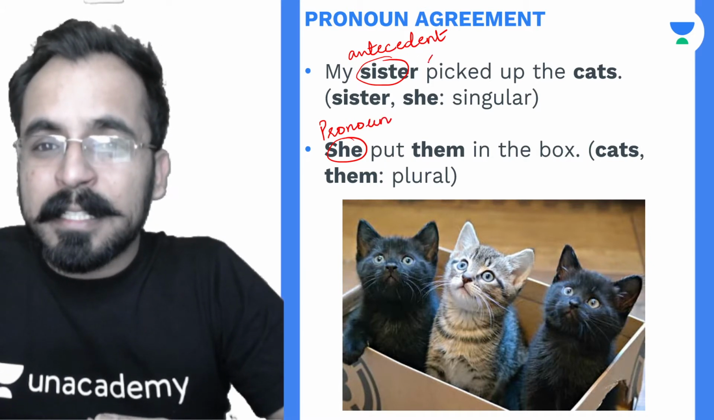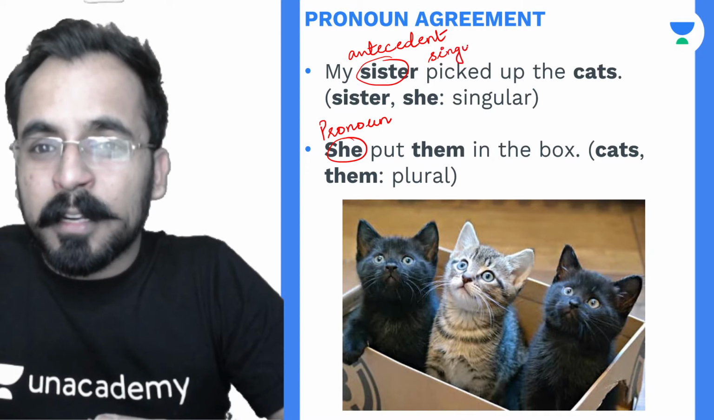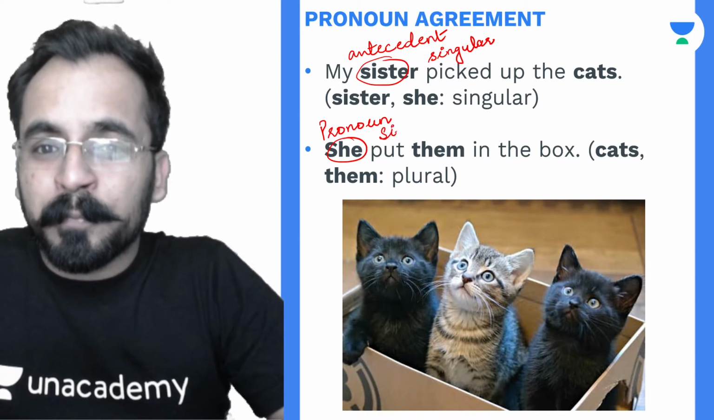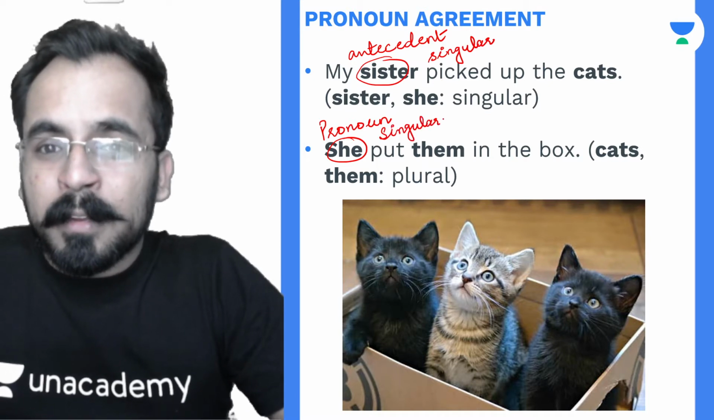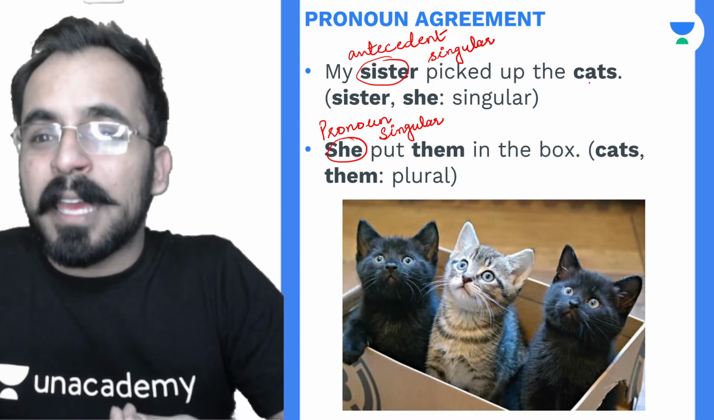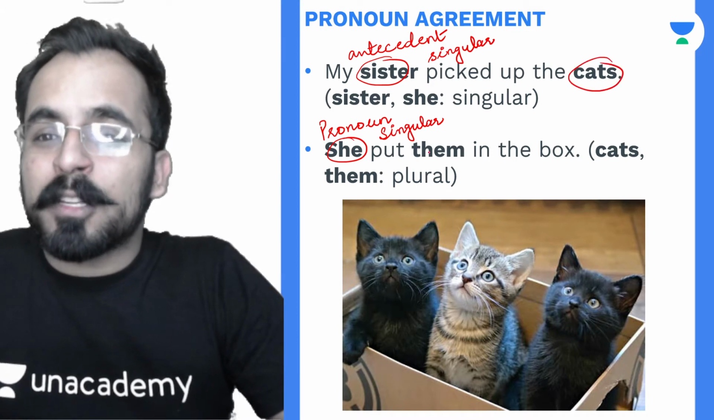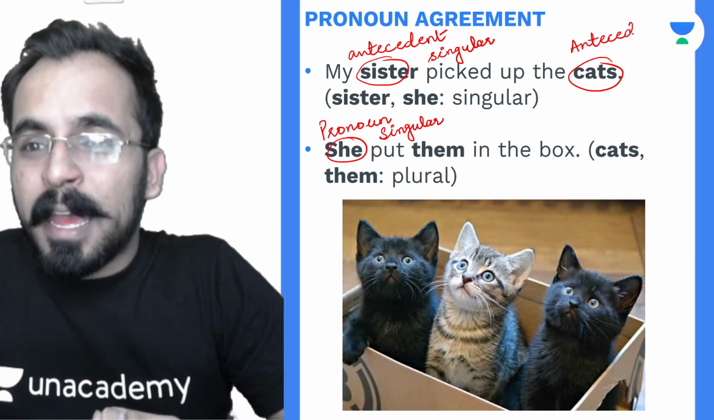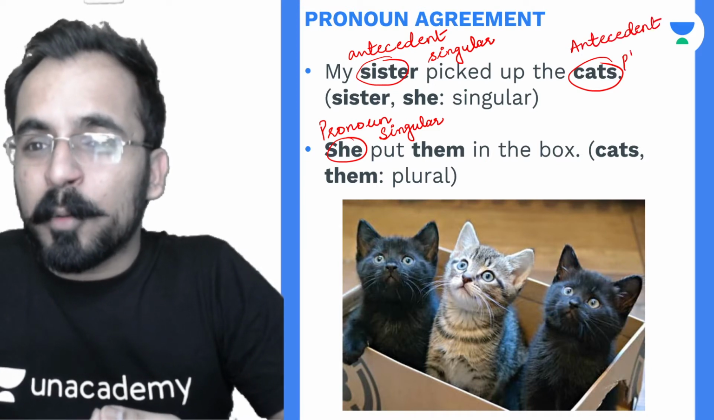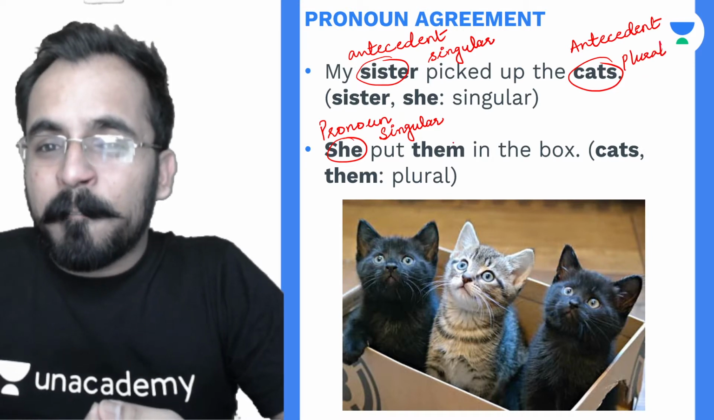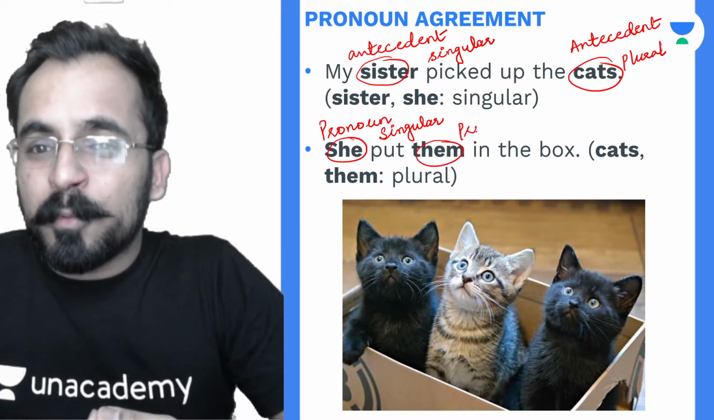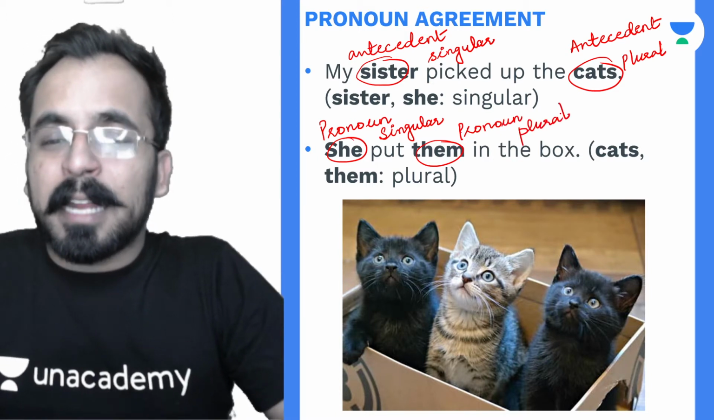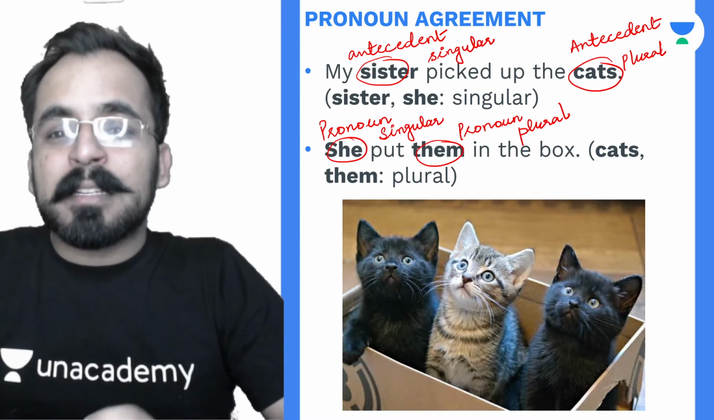Now here your antecedent is singular. So the pronoun that refers to it is also singular. Now what did my sister pick up? The cats. Now she put them in the box. Now here the antecedent is the cats, and the antecedent is plural. And that is why we have a pronoun which is plural. So this is the basic idea that we follow for pronoun antecedent agreement.